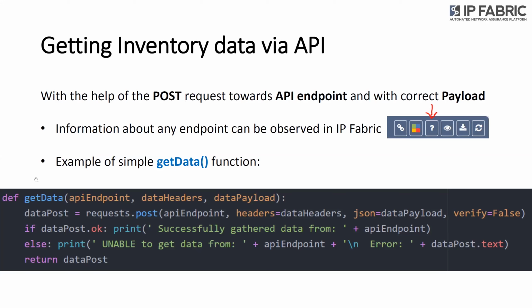And here is a little flow control where we check if the response from the server for our API request is okay. Because if it's okay, we know we collected data. If not, we know we are unable to get the data. It can be an authentication issue or any other issue because maybe we selected the wrong API endpoint. There can be more reasons.